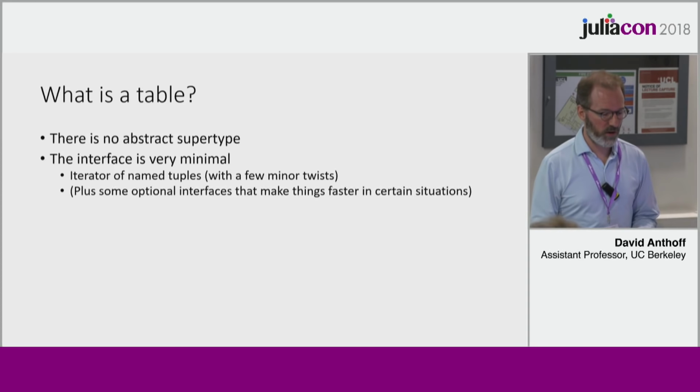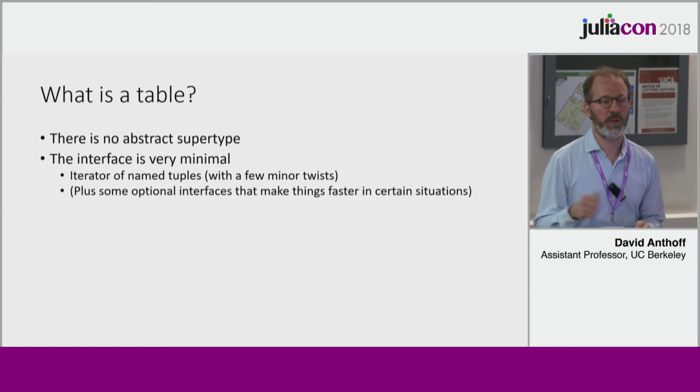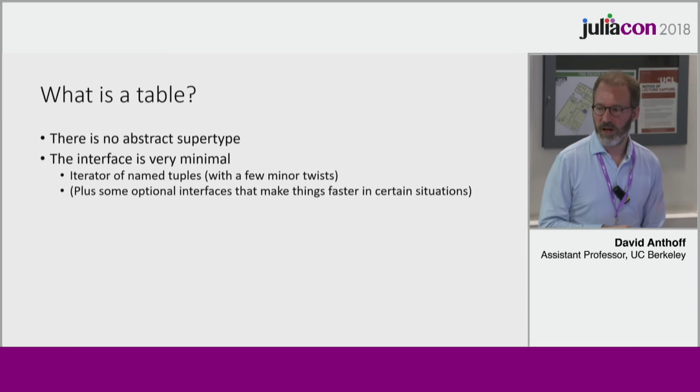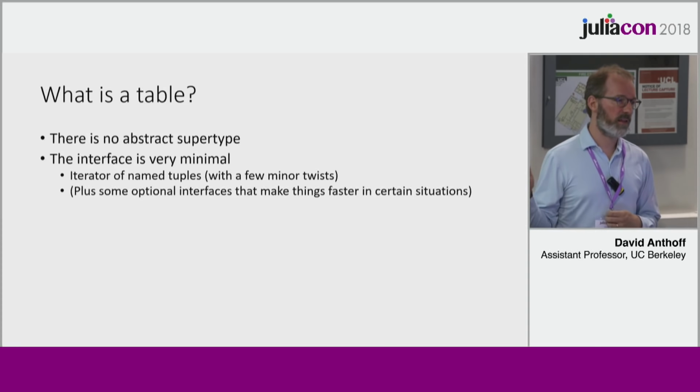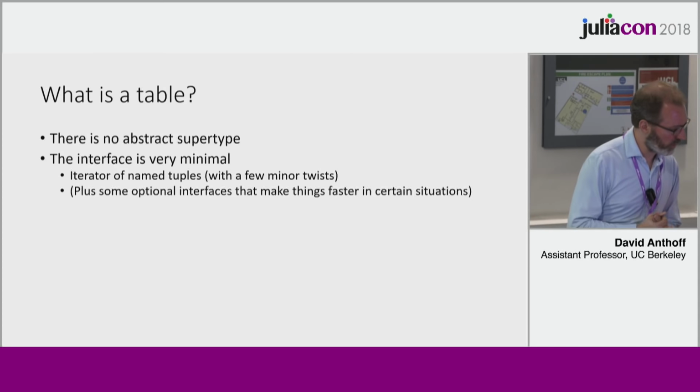The interface is actually very, very minimal. It's essentially, if something is an iterator of named tuples, where each named tuple is a row, then that's it. There are a few minor twists to that that are not super important, but broadly speaking, if you have a type and it can iterate named tuples, you're good. If you have a function that can consume an iterator of named tuples, you're good with integration here. There are also some other interfaces that can make things faster in certain situations. They're optional, so if both the source and the sink support them, then in theory things might get faster. But at the core, it's really this iterator of named tuple interface.